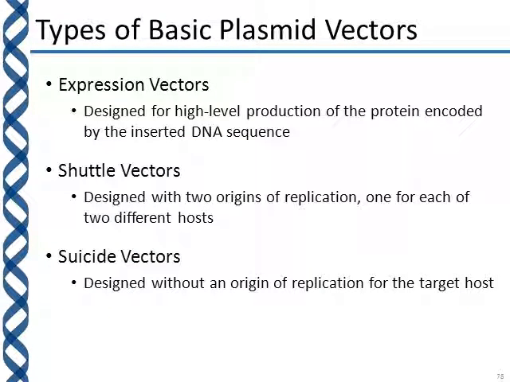So what are the types of basic plasmid vectors? There are expression vectors. These are designed for high-level production of the protein encoded by the inserted DNA sequence. There are shuttle vectors. These are designed with two origins of replication, one for each of the two different hosts. And third, there are suicide vectors. These are designed without an origin of replication for the target host.